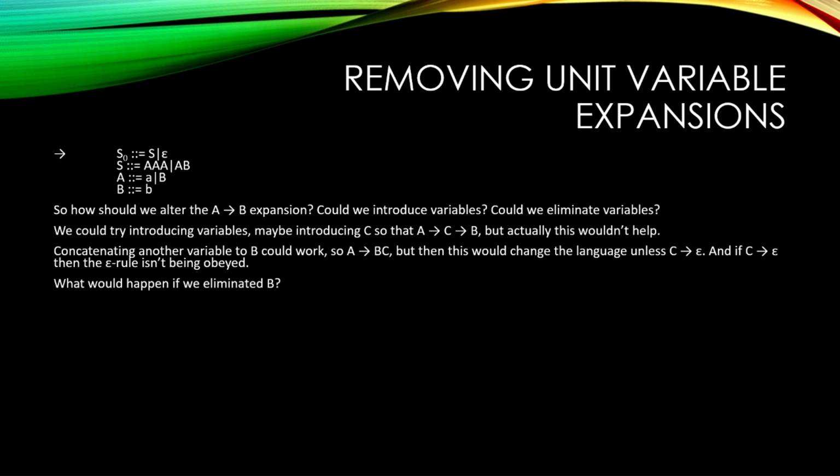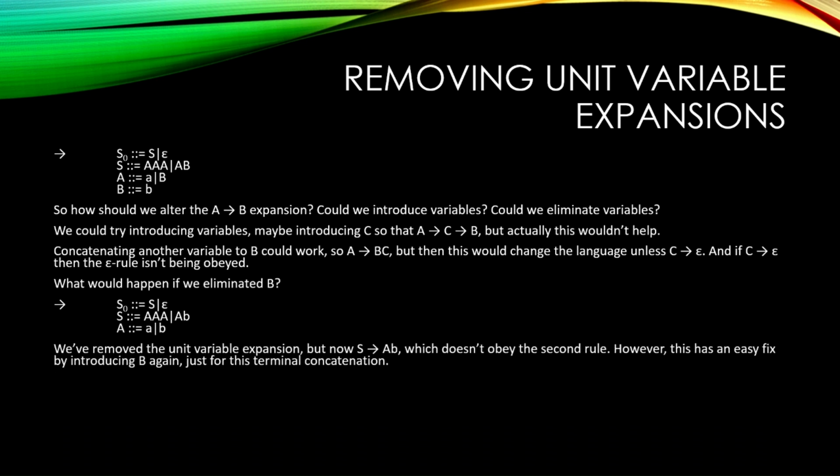What would happen if we eliminated B? We can try that. S0 goes to S or epsilon, and then instead of saying S expands into variables A, B, S expands into variable A terminal B. And similar with A now expands into terminal B instead of variable B. So now we've eliminated variable B, but S expands into variable A terminal B, which doesn't obey the second rule. However, this does have an easy fix. We can introduce B again, just for this terminal concatenation.